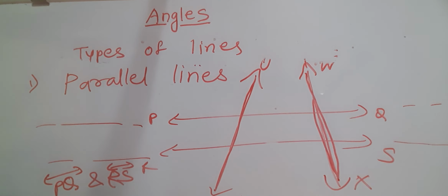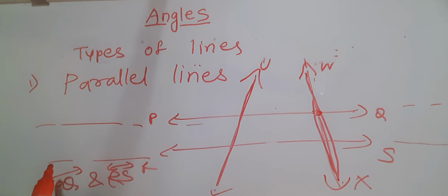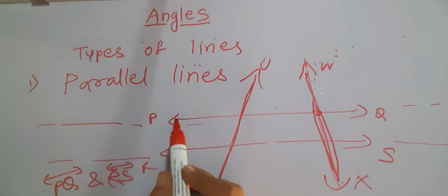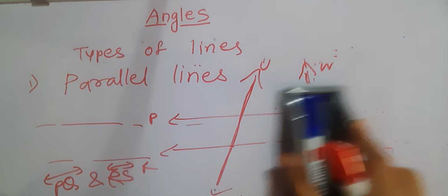Intersecting lines: here we can say WX and PQ are intersecting lines because they are meeting at a particular point. Similarly, PQ and UV, RS and UV, these are all intersecting lines. So intersecting lines always meet at a particular point. Parallel lines never meet in space. If we extend them in any direction, they will never meet. Those lines are known as parallel lines. Okay, now let's move to angles.